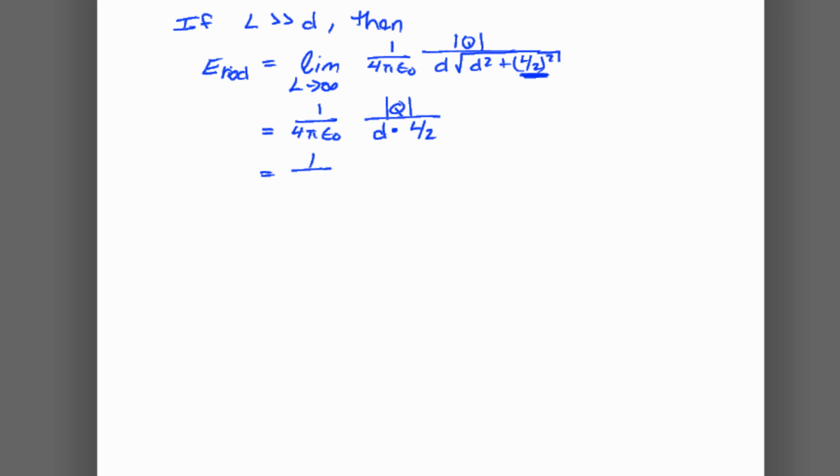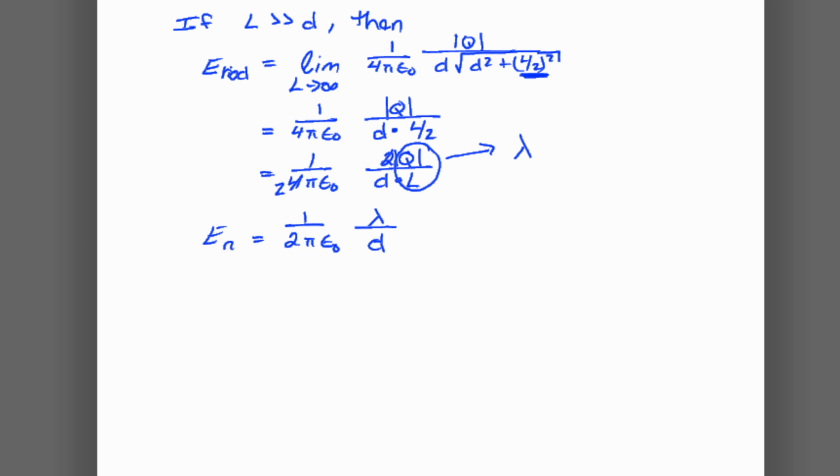So let's go ahead and simplify some stuff out here. We can rewrite things a little bit. I'll bring my 2 up top. I can see that that cancels one of the 2's down there. And I can see that this right here is actually just my lambda, my charge per unit length. So rewriting one last time, I get 1 over 2 pi epsilon naught times lambda over D, which is exactly what is shown in your book.